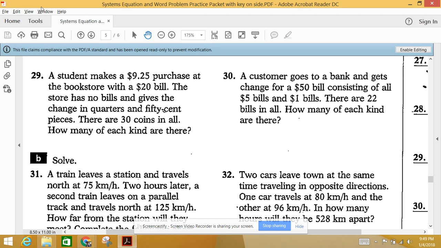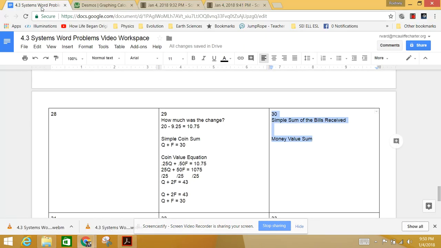So we have two equations that are implied here. We have a simple number of bills equation. I'm going to go with x plus y equals 22. That's the sum of the total number of bills.